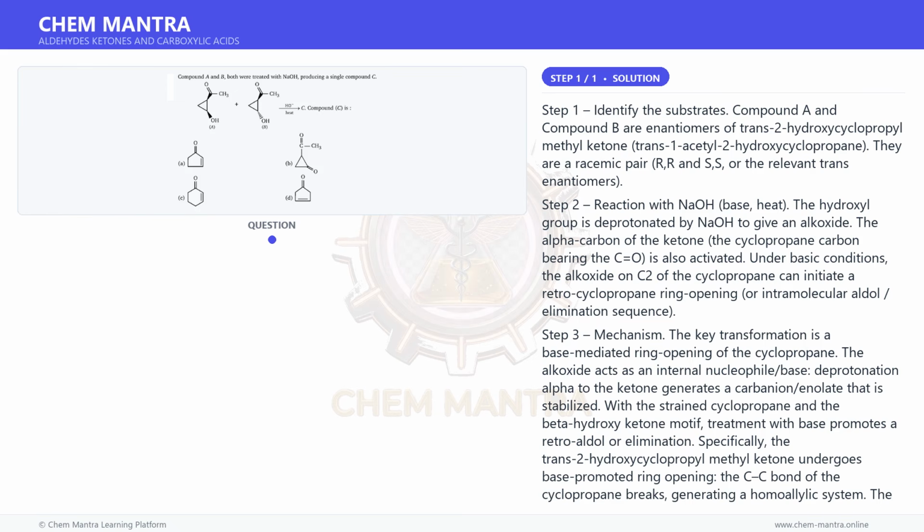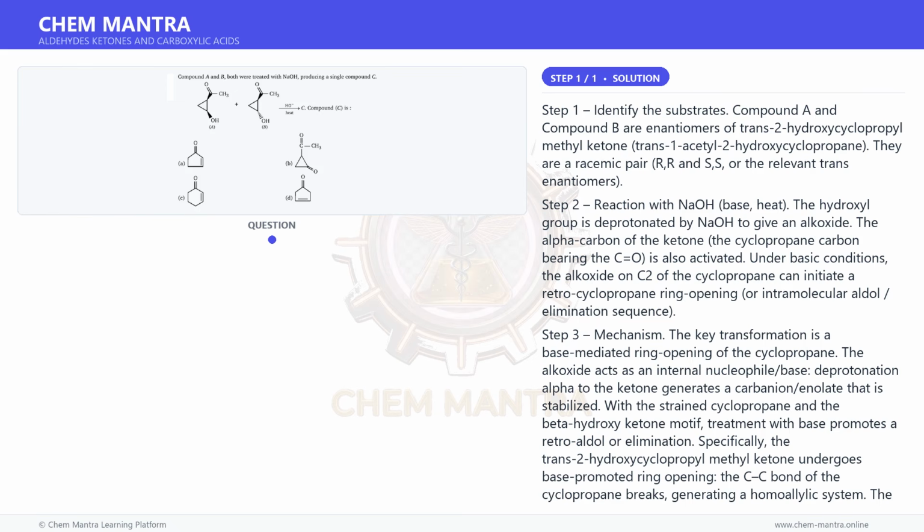The alkoxide leaves, with the driving force being ring strain relief, and the enolate collapses. The net result is that the 3-membered ring opens to give a 3-carbon unit that, combined with intramolecular aldol condensation under heat, forms a 5-membered ring enone.